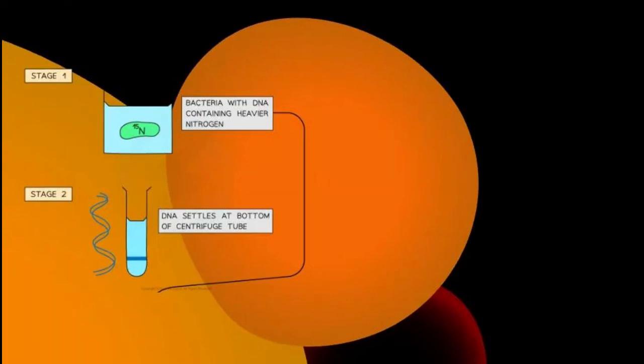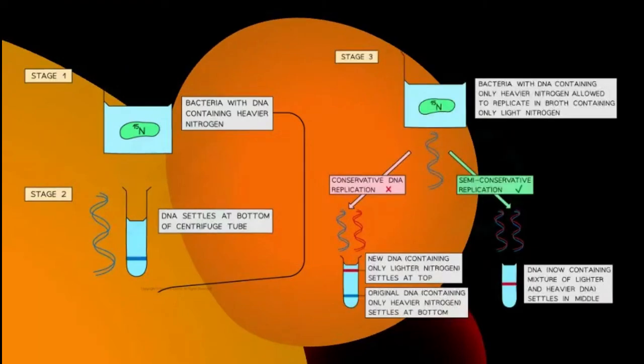So then what they did was they took this bacteria and then grew it again in broth containing only the lighter nitrogen. So we have now two nitrogens, nitrogen 15 and nitrogen 14. And the bacteria was allowed to grow for only enough time for one round of replication. So now we would have bases in the bacteria, some of which contain normal nitrogen 14, and then some were containing the heavier nitrogen 15.